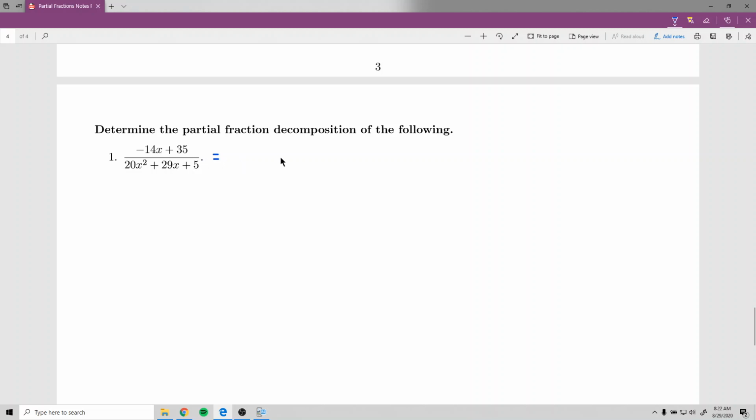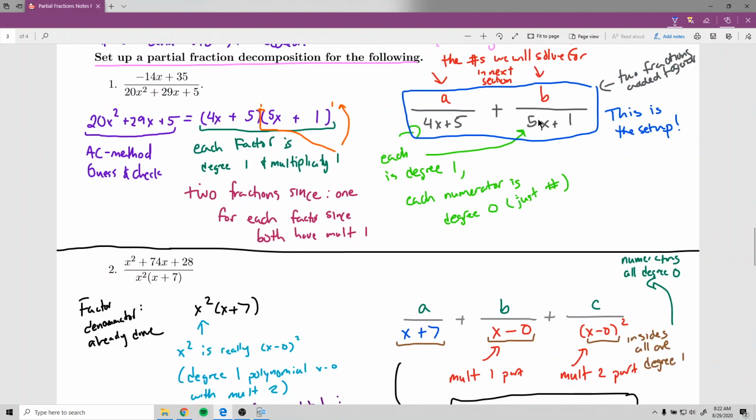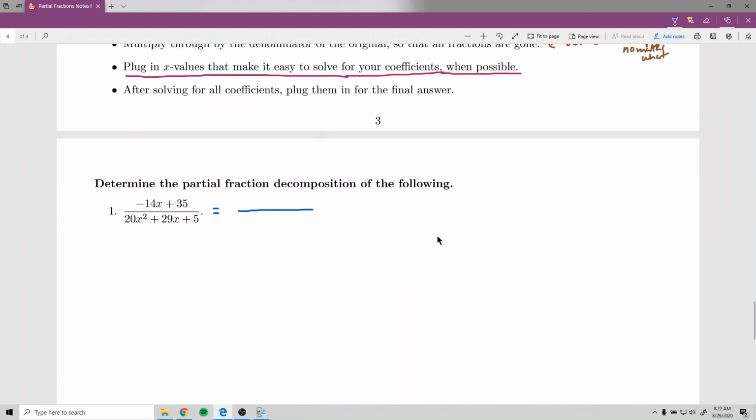This is our first one from above, and the setup here: negative 14x plus 35 over 20x squared plus 29x plus 5 equals, now I'm just going to scroll back up, we got a over 4x plus 5 plus b over 5x plus 1. So what I'm going to have is a over 4x plus 5 plus b over 5x plus 1. This is our setup from before. Now, if you're working this on the homework, you would have done the setup part and then start solving it right away. The homework's not really broken down into its separate parts.